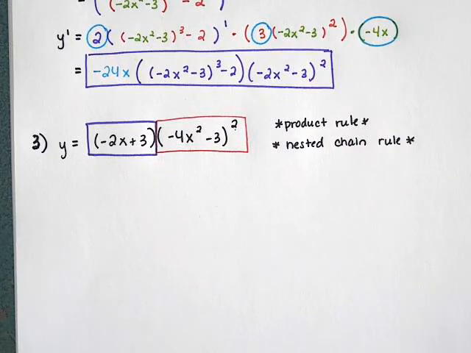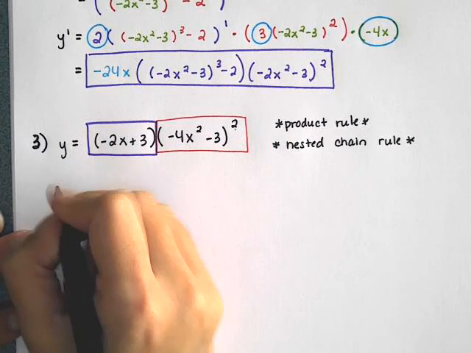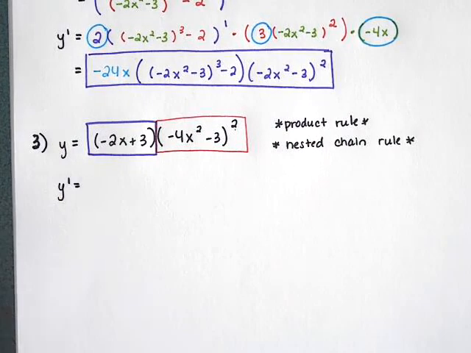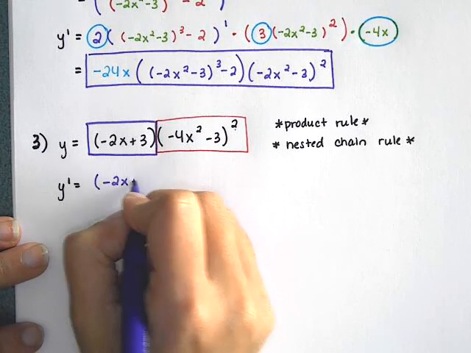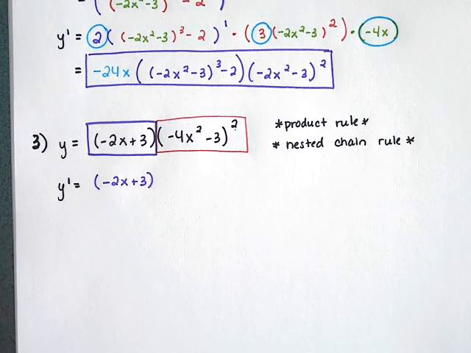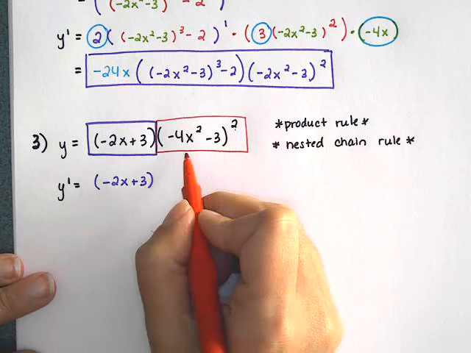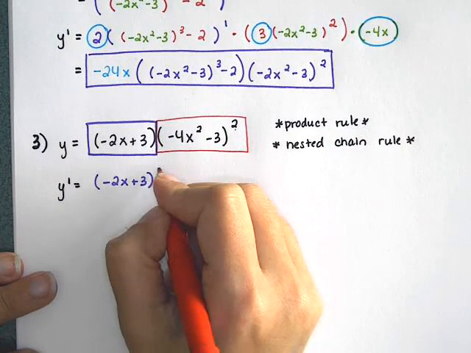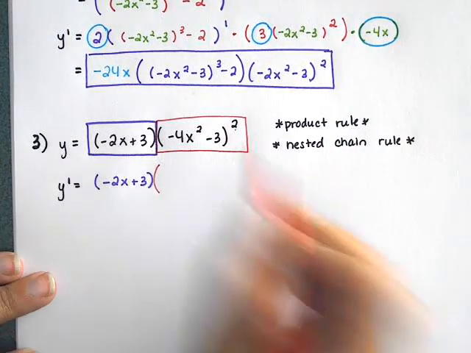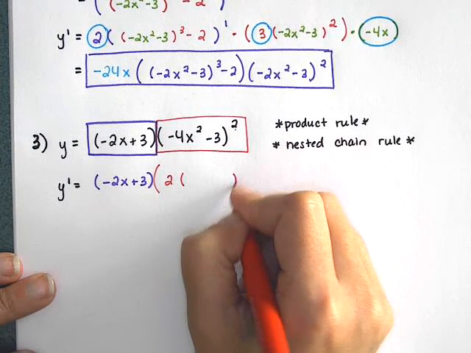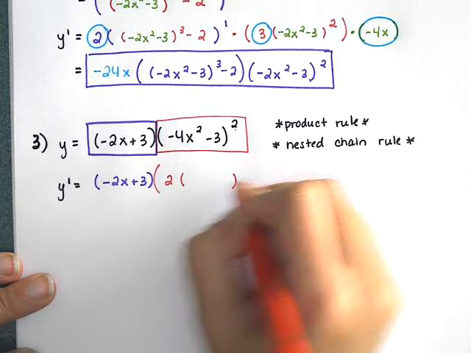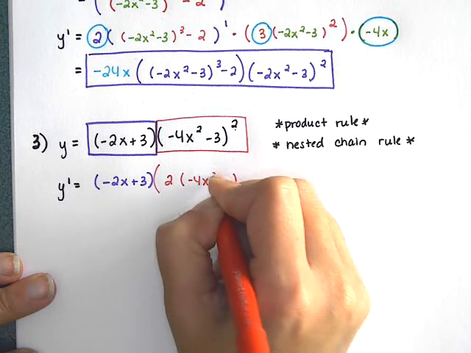the product rule. So the way the product rule works, we would say we copy the first function, which would be negative 2x plus 3. We take the derivative of the second one. I'm going to do this part in red. To take the derivative of this guy, I need to do it in layers. So I would drop the 2, leave the inside alone, which would be negative 4x squared minus 3.